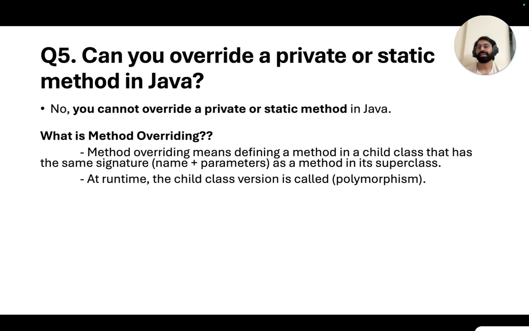Method overriding means defining a method in a child class that has the same signature, that is, name plus the parameters, as a method in its superclass. So we have a child class and a parent class. If we override the parent class method in the child class in such a manner that the name and parameters of the method are the same, then it is considered method overriding. And at runtime, the child class version is called, as polymorphism, right?